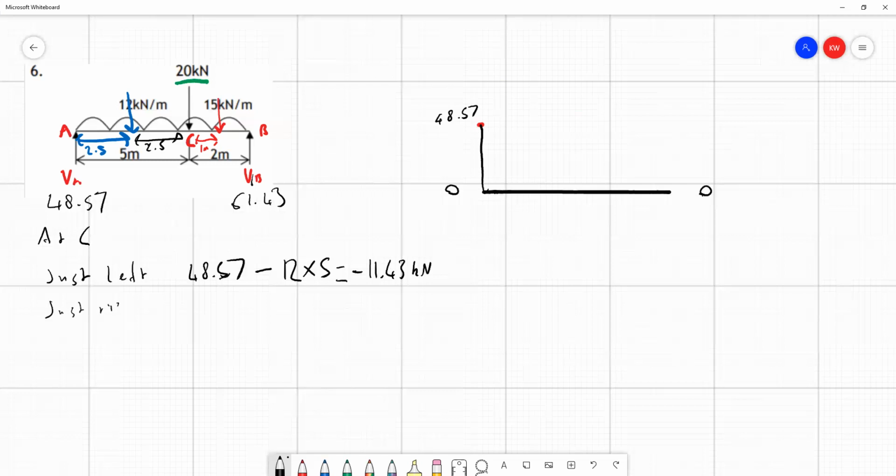Just to the right of C then, we've got exactly those same two forces, the 48.57 minus the 12 times 5. And then we've got the force being applied at C itself. That's minus a further 20. And you can probably see that 11.43 minus a further 20 is going to be minus 31.43 kilonewtons. So we can mark these on our diagram as well. So this is roughly where C is in the beam, so we'll call this here, this is our point at 11.43. This is our point at minus 31.43. Now write those numbers on the diagram as well.